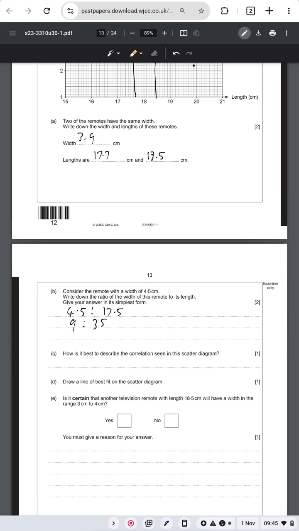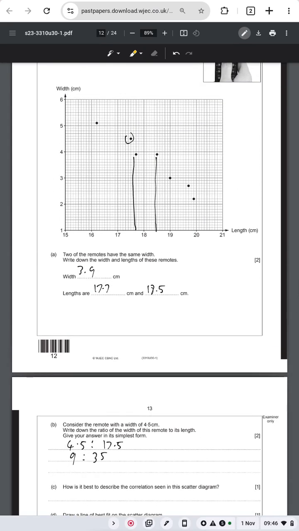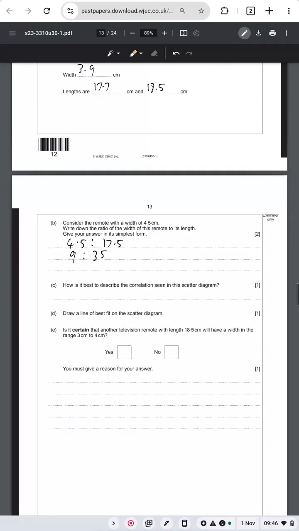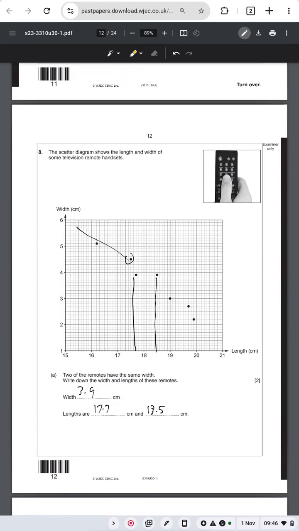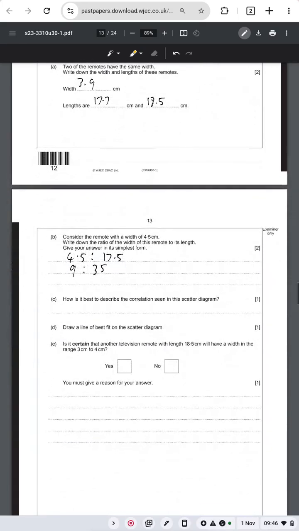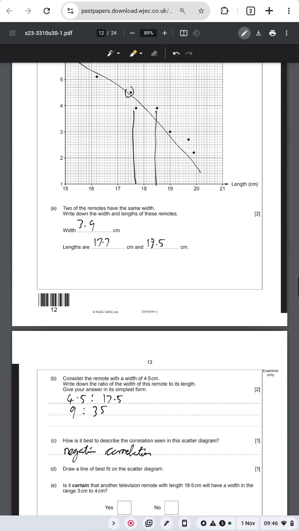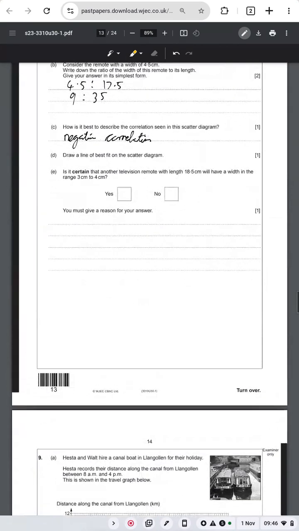How is it best to describe the correlation seen in the scatter graph? So it's negatively correlated, because it's going down. So our line of best fit would be going down. So negative correlation. Draw a line of best fit on the graph. I've sort of already sketched that in. So in an exam you make this a bit cleaner.